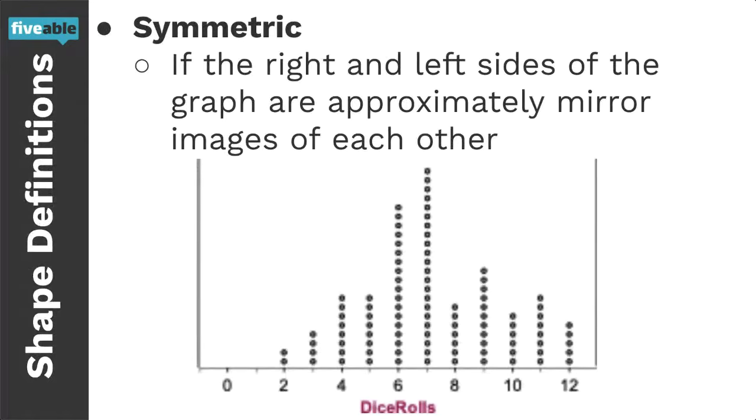If the right and left sides of the graph are approximately mirror images of each other, we call that symmetrical. Statisticians really like symmetrical data. It allows us to do some great calculations. So symmetric is one way to describe the shape of a distribution, and symmetric occurs when the right and left sides of graphs are approximately mirror images.